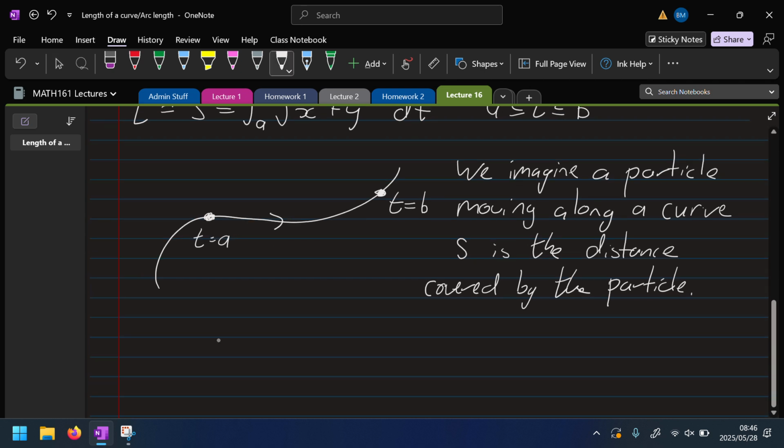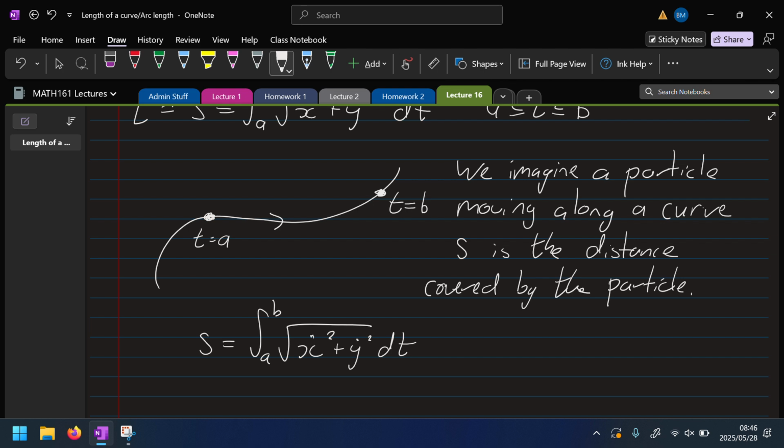We can see that a bit more easily here. So let's write this out again. We have the integral from a to b of the root of x dot squared plus y dot squared dt. Remember, x dot, that was the speed in the x direction. Y dot, that's the speed in the y direction.